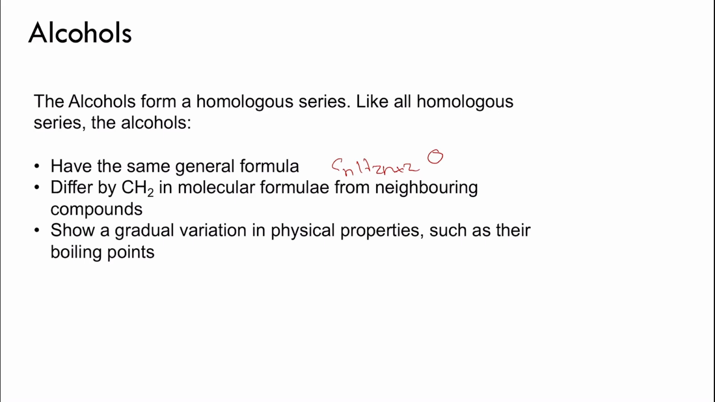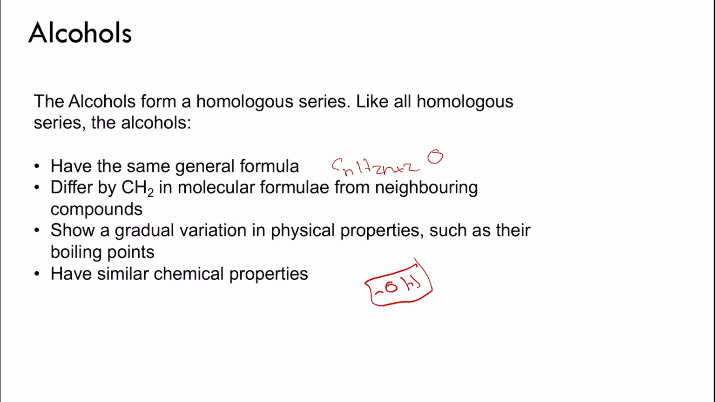They all show a gradual variation in their physical properties, such as their boiling point. An increase in the number of carbon atoms in the alcohol will lead to an increase in the boiling point, in the same way as alkanes and alkenes. And finally, they all have similar chemical properties because they have the same functional group, which is the OH. The functional group is what is responsible for the chemical properties, so all alcohols will have similar reactions.